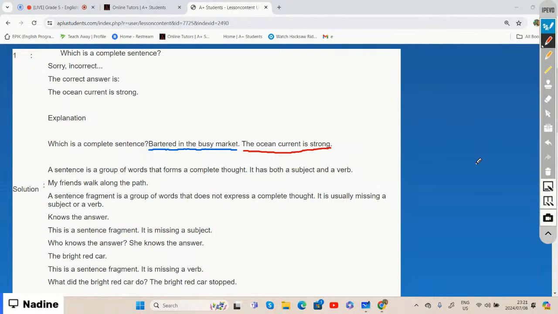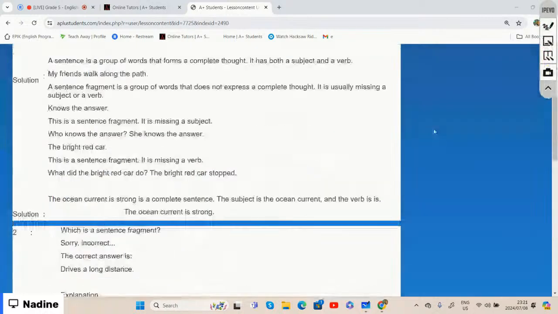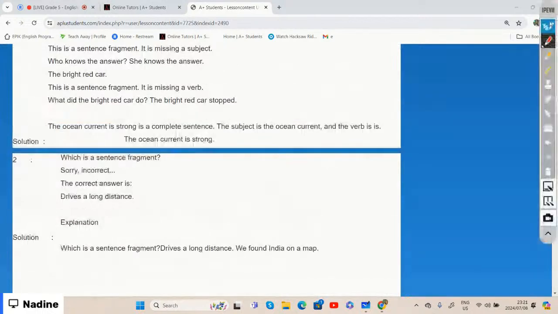I just quickly want us to do this activity before we go on to the test, right? All right, so if we were to identify the sentence that has both a subject and a verb, that shows a complete sentence, then we can say the ocean current is strong. All right, so that is our answer. So the second one is correct. All right, let's look at the next one and then we go on to our test.